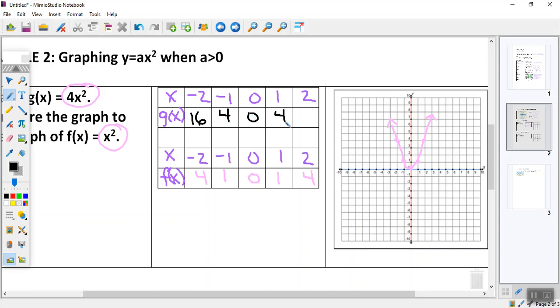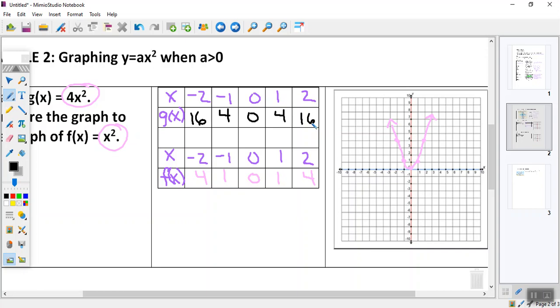I have a question for you guys. What do you notice about these values? 16, 4, 0, 4, 16. Is there a pattern at all? Around 0, don't those values kind of mirror each other? Okay, so let's try and plot those points.